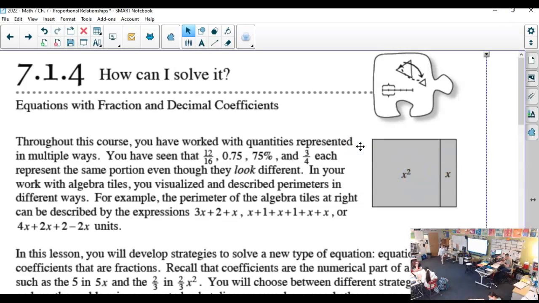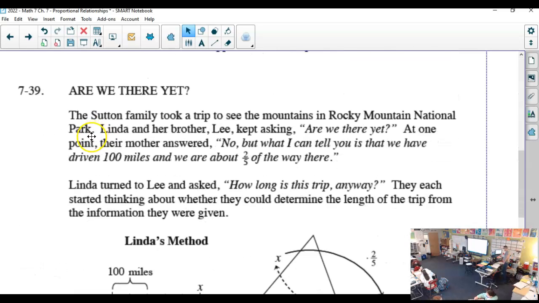Alrighty then. I forget what's in your notes. 714. Yeah, so 39 is in your notes. So you should have out your 714 page. Anyone want to read? Farah, you want to read this paragraph about the Sutton family?